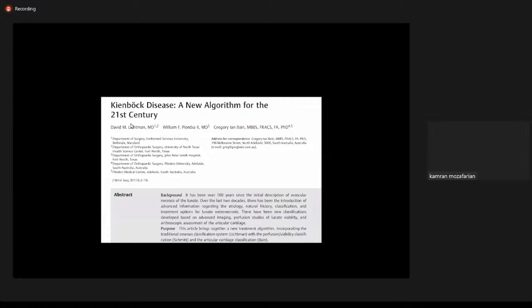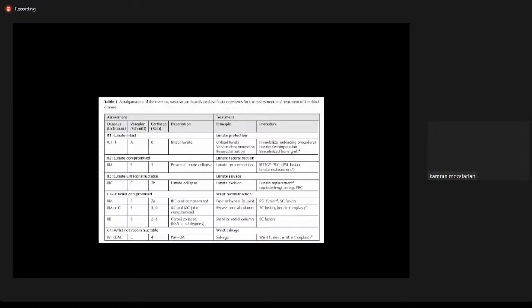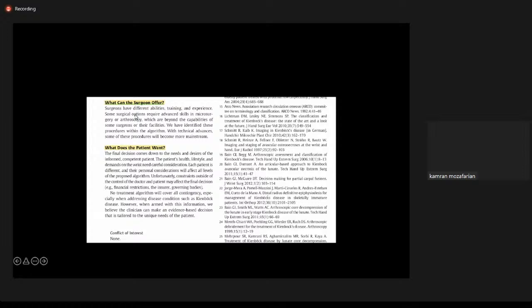Finally, this article written by Lichtman and Bain, they tried to pull all of these 3 classifications together and provide us with a new algorithm for the 21st century. And even though this article is super informative, the algorithm they eventually came up with is a little bit complex, at least for me. And I think that's why at the end of the article, the authors stated that it is not an algorithm for all surgeons and all patients, and the final decision comes down to 2 important factors.